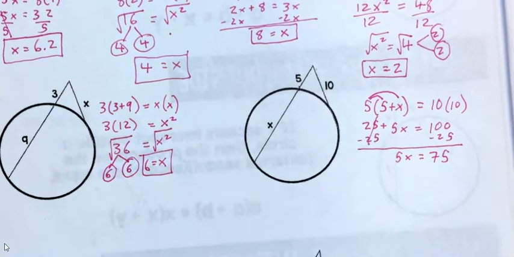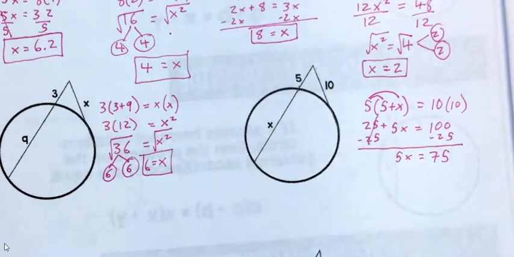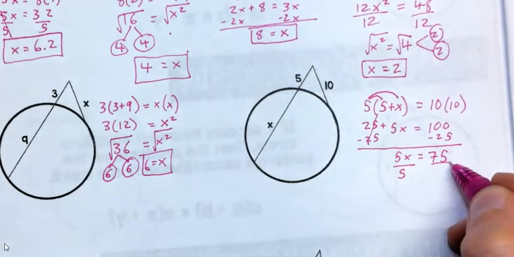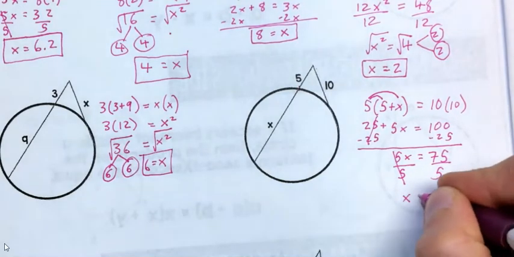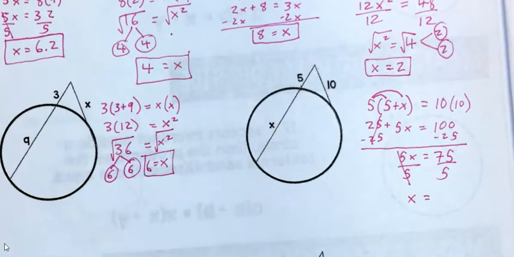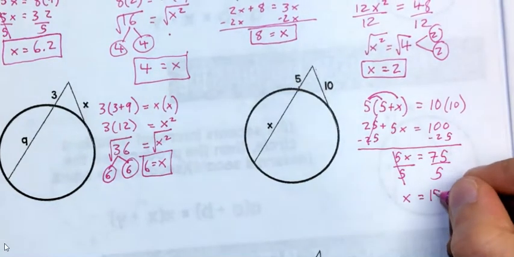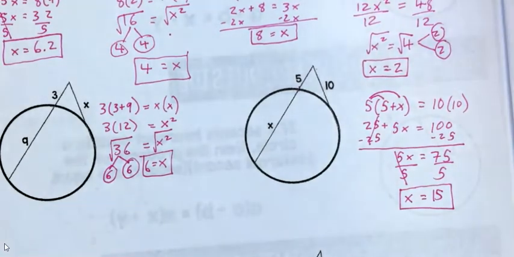Now to get x by itself, here I'm doing 5 times x. The opposite of that is I have to divide by 5 to just get the x. So I'm dividing by 5 on both sides. And I get x is equal to 75 divided by 5. I think, let's see, what is that? That's 15. Okay.